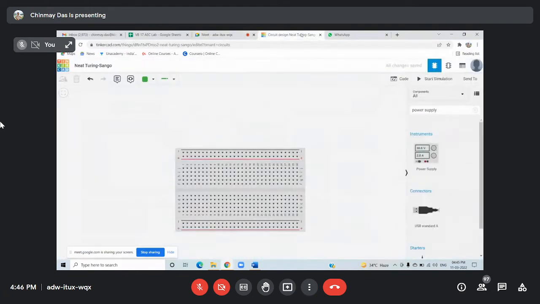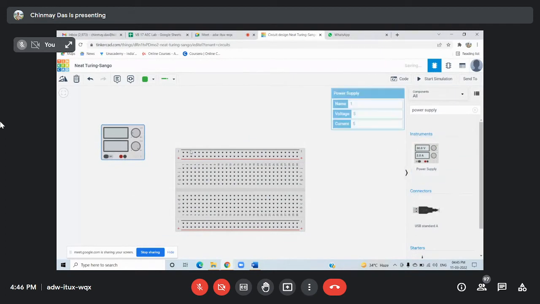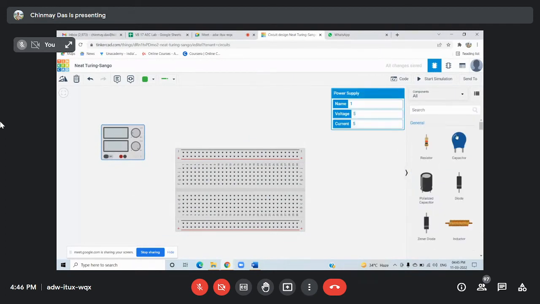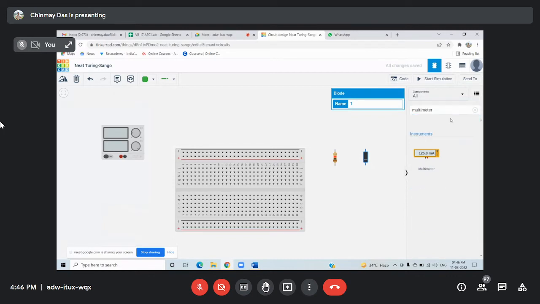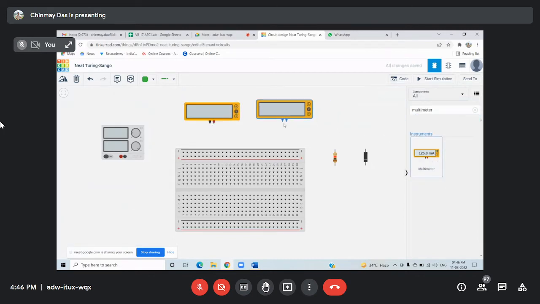Sorry. Acha. So the first component we need is a power supply. Then second, resistor, diode. Then what else do we need? Voltmeter, ammeter. So we will use a multimeter. We'll take two multimeters. One will be used as a voltmeter, and the second one will be used as an ammeter. So these are the total components we need.